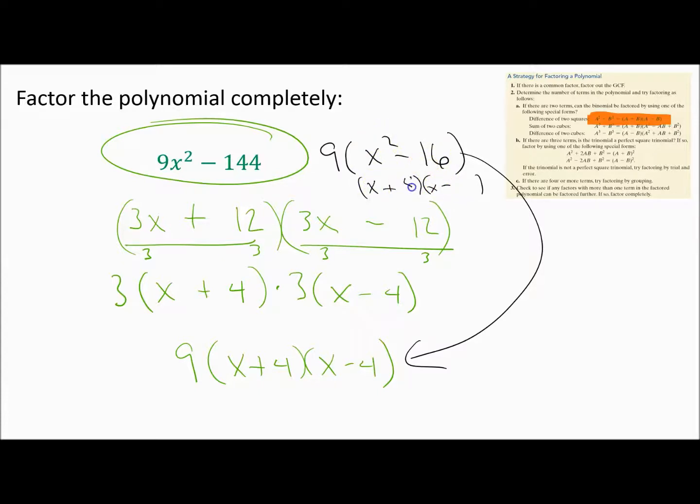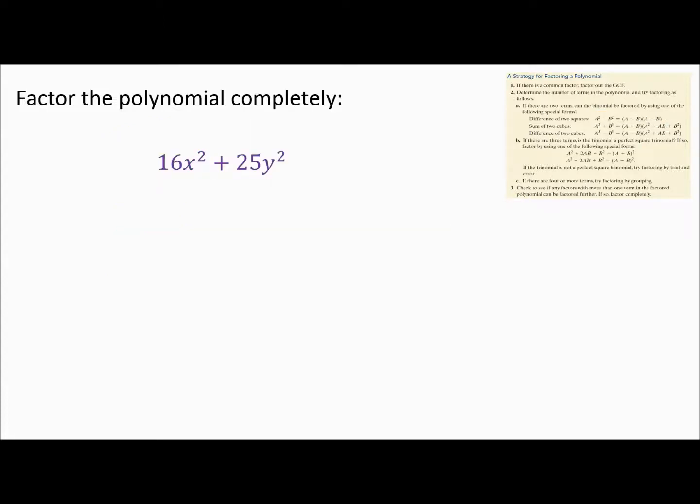The square root of 16 goes in the second spot, but don't forget to pull your 9 down. Either way you get there is fine. So the good news is if you forget to factor out a greatest common factor, it's quite possible that you could still get to your final result by factoring out the last step instead of the first step. All right, so what do you think about this problem?